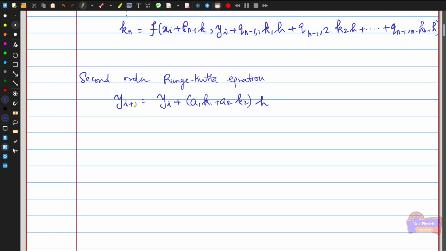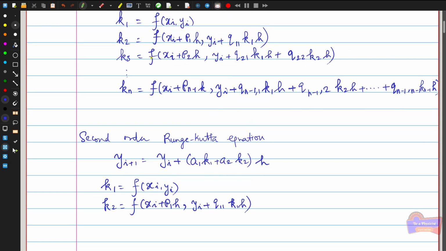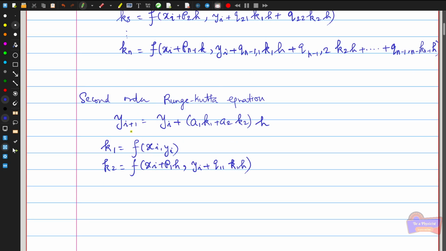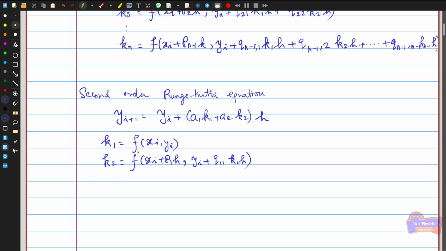So this is the second order Runge-Kutta method, where k1 and k2 can be written as k1 equal to f of xi comma yi. Similarly, k2 can be written as f of xi plus p1 times h comma yi plus q11 times k1 times h. These can be derived from the k1 and k2 values which we have found. So these are the two values.